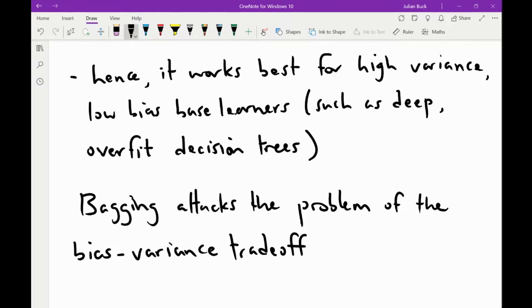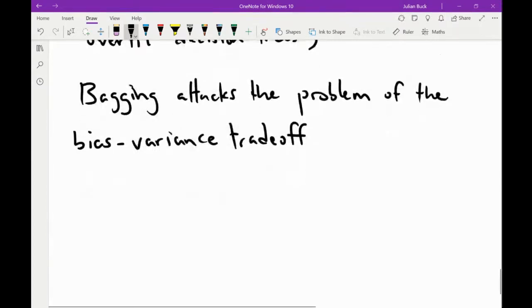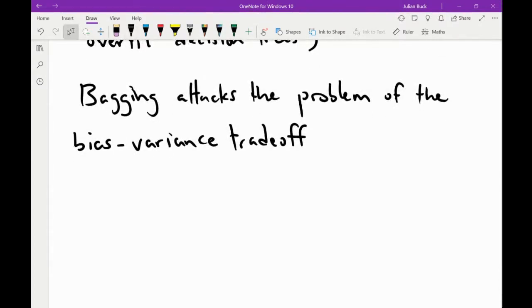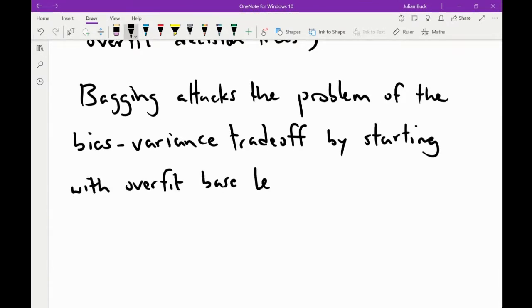So you always want to think about in a modeling approach, such as bagging or random forests, what is it doing to the bias variance trade-off? It's doing this by starting with overfit base learners, and then lowering variance, sorry, through aggregation. Let me finish writing this and I'll answer the question I got posted.